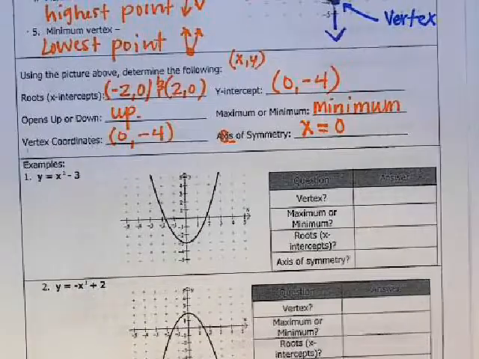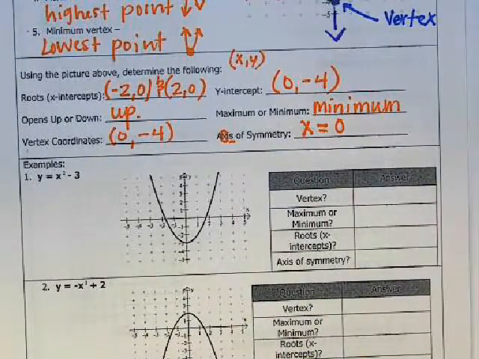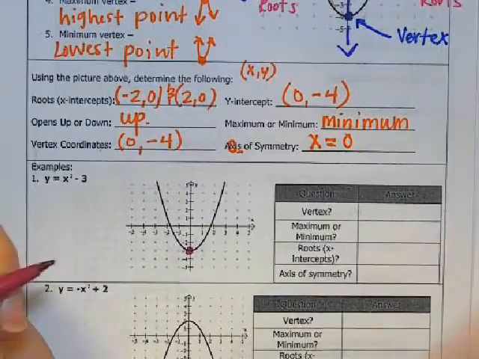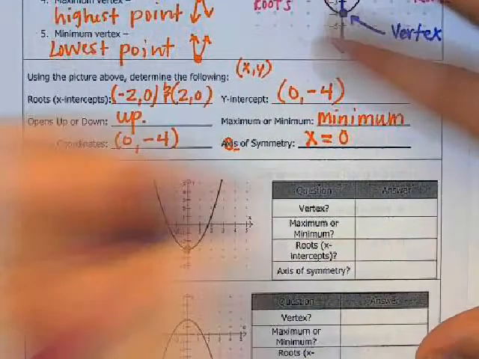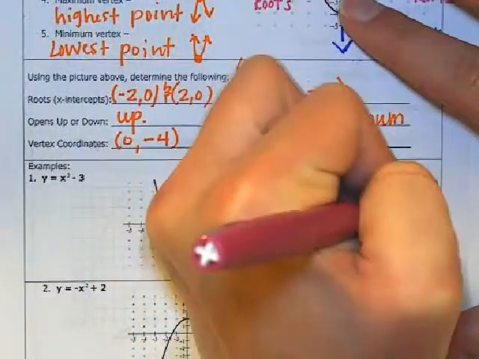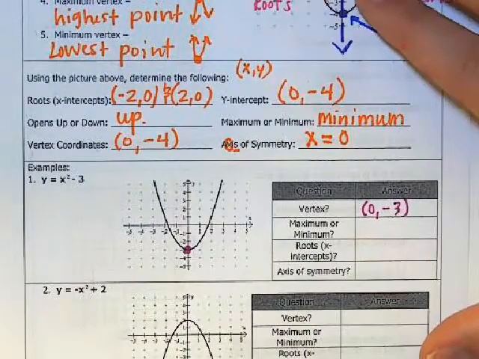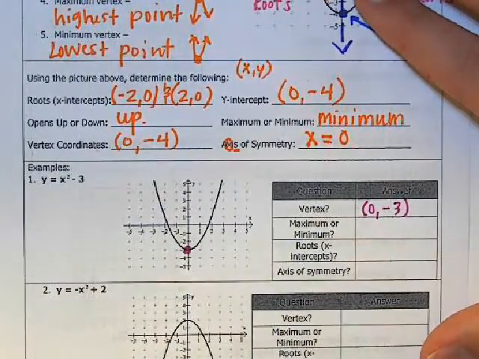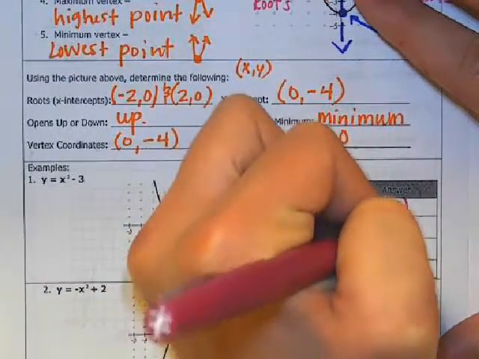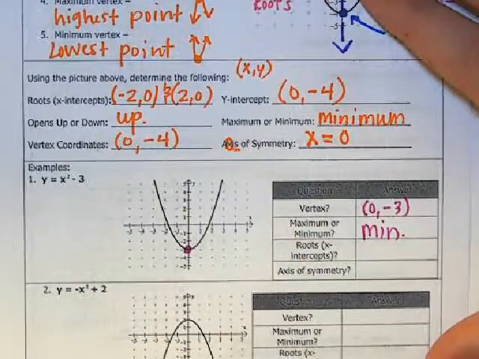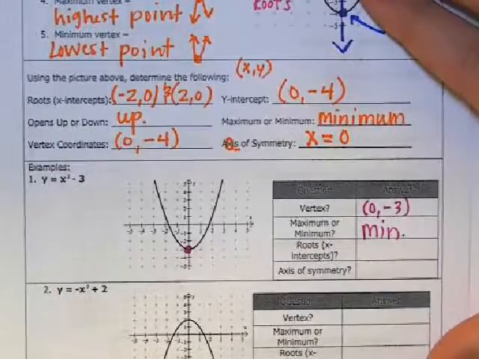Here we go. What's my vertex? What is a vertex? The highest or lowest point. So here's my vertex, the lowest point. And I write the vertex as an ordered pair. What is this ordered pair? 0, -3. Is this a maximum or a minimum? Minimum. It's at the bottom, so I'm just going to write MIN for minimum for short.